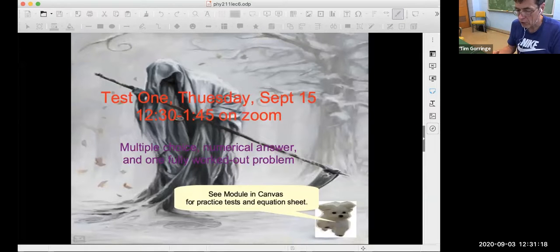If you want to look at some old tests of mine, of course, they're not Canvas tests, but you might want to look at them for the style or the content. They're in our Canvas course. And there's also an equation sheet that you can use during the test that's posted on our Canvas page.